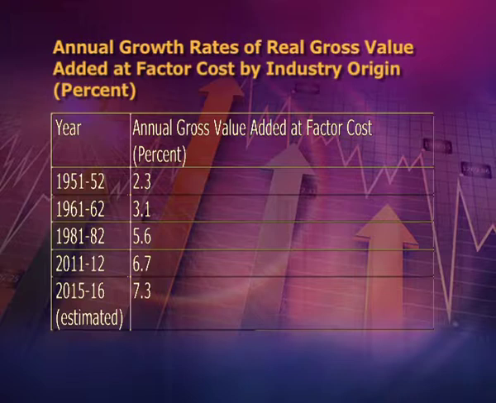If you look at the table for annual growth rates of real gross value added at factor cost by industry origin at constant prices, with a base series of 2004-5, we see that there is a substantial increase in the growth of real output. In the year 1951-52, it was 2.3%. In the year 1961-62, it increased to 3.1% and further to 5.6% in the year 1981-82, 6.7% in 11-12, and it was estimated at 7.3% for the year 15-16.